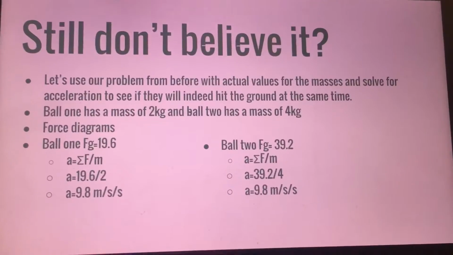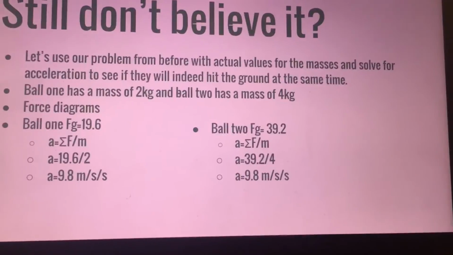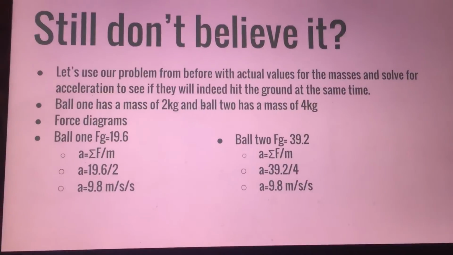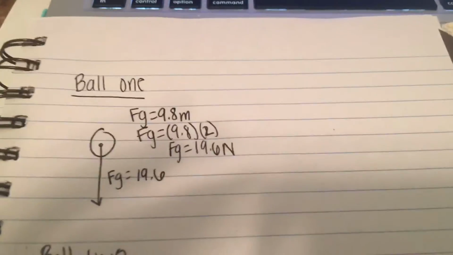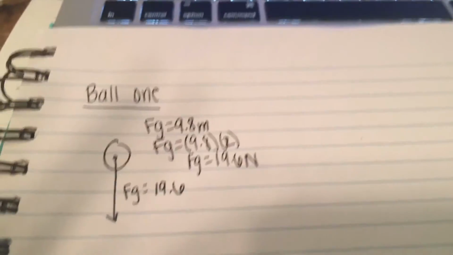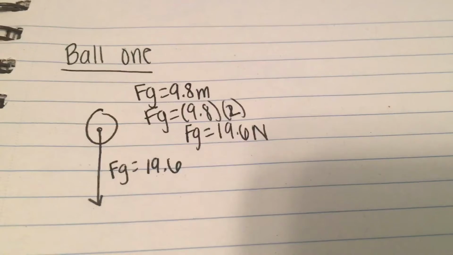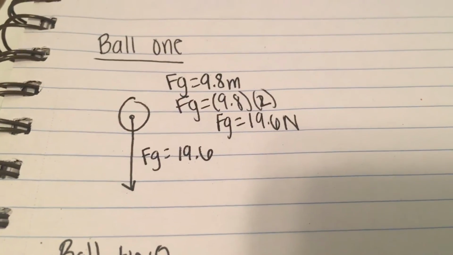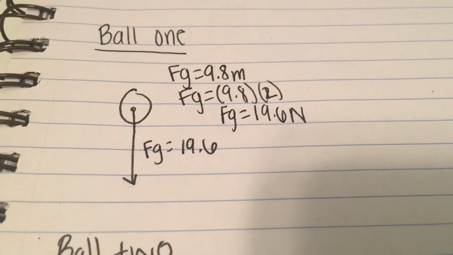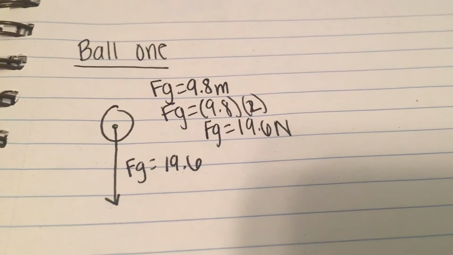Still don't believe it? Let's use our problem from before with actual values for the masses and solve for acceleration to see if they would indeed hit the ground at the same time. So we're going to say that ball 1 has a mass of 2 kilograms and ball 2 has a mass of 4 kilograms. So I drew up some force diagrams for each one. For ball 1, we have the force of gravity equals 9.8 m, because that's what force of gravity is. Then force of gravity equals 9.8 times 2, which is the mass of ball 1, which is given to us in the problem. So we have force of gravity equals 19.6, and that is the only force acting on this object because it is in free fall.